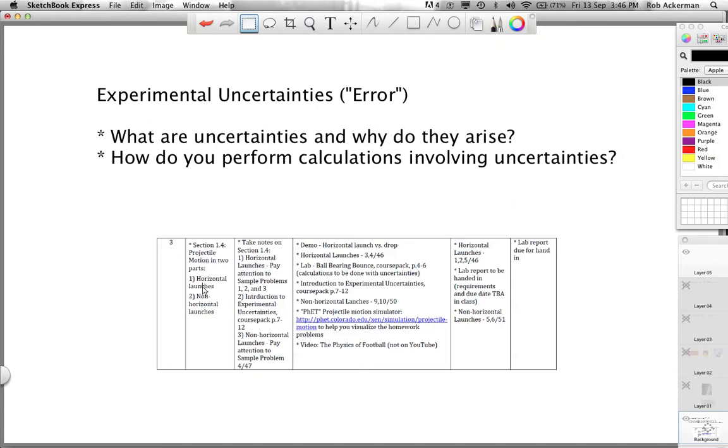We've done horizontal launches, and now we're about to do a lab called the ball bearing bounce, which is in your course pack. When we do this lab, we are going to make distance and time measurements, and I'm going to ask you to incorporate this new idea of experimental uncertainties into your lab analysis and your write-up. So that's where it says here, Introduction to Experimental Uncertainties, Course Pack, pages 7 to 12. Once all that's done, we will resume with projectile motion with the non-horizontal launches.